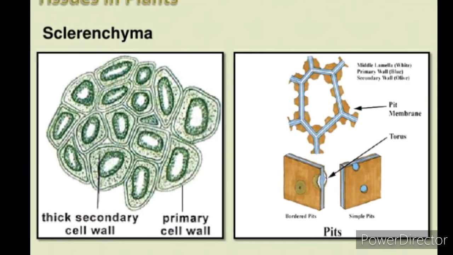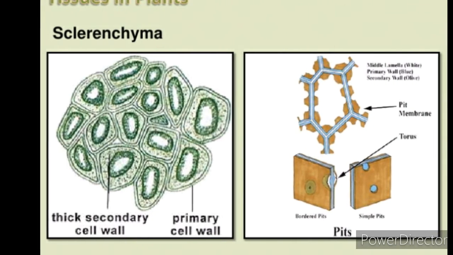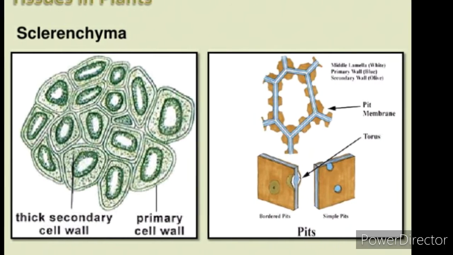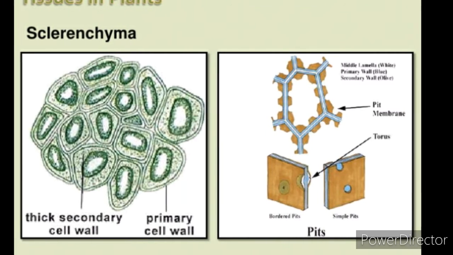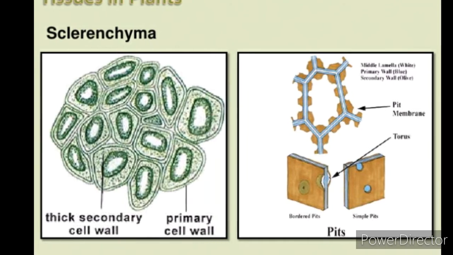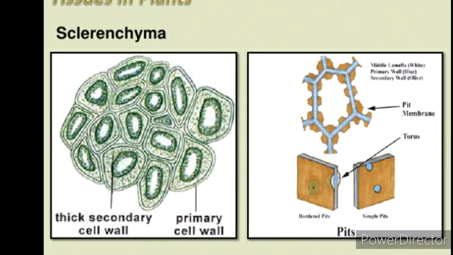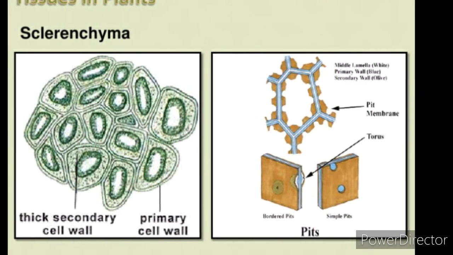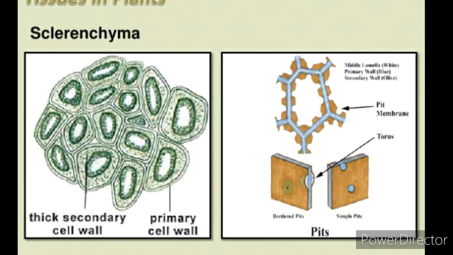They are long and narrow as the walls are thickened due to lignin. Often these walls are so thick that there is no intercellular space inside the cell. This tissue is present in stems, around vascular bundles, in the veins of leaves, and in the hard covering of seeds and nuts. It provides strength to the plant parts.